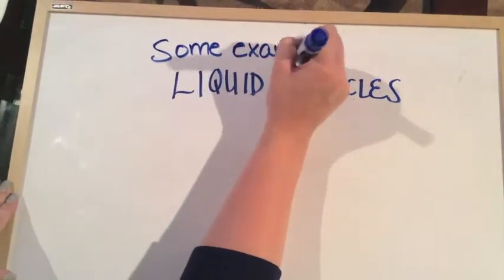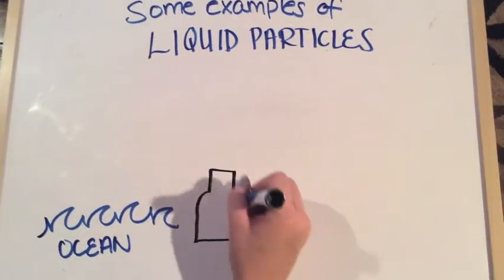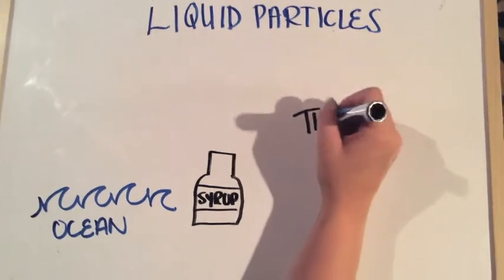Now let's take a look at some examples of liquid particles. The ocean, or any water for that matter, syrup, and of course, this juice.